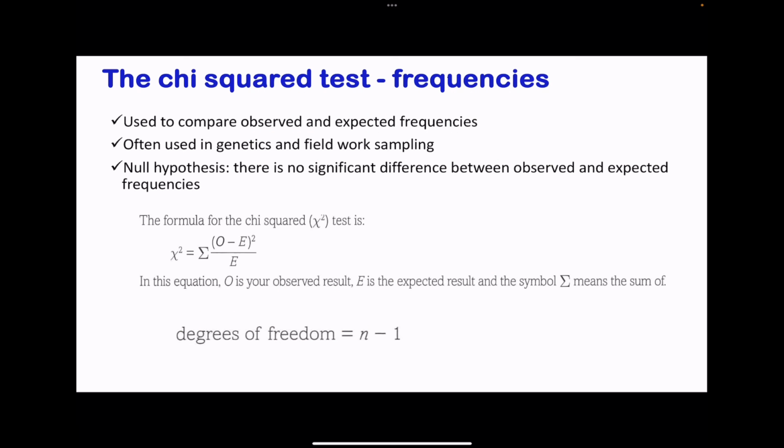Lastly, we'll look at the chi-square test. This is used to compare two data sets, meaning the observed as well as the expected. So there is a theoretical data set, and then there is the actual result from the experimentation. These are going to be great in genetics as well as in fieldwork sampling or fieldwork studies. When we use the chi-square test, the null hypothesis should be there is no significant difference between the observed and the expected frequencies. And the formula is going to be x squared is equal to the summation of the observed minus the expected squared divided by the expected. And we'll do this at degree of freedom equal to n minus 1.